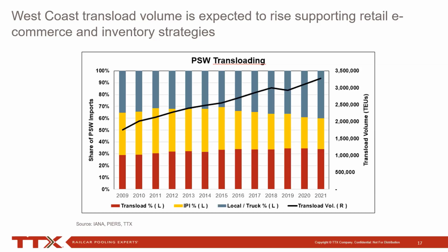The length of time between the arrival and the shipment inland depends upon the seasonal nature of the goods, inventory levels, consumer demand, things like that. And although transloading reduces IPI traffic, it adds to the domestic traffic handled by the railroads.